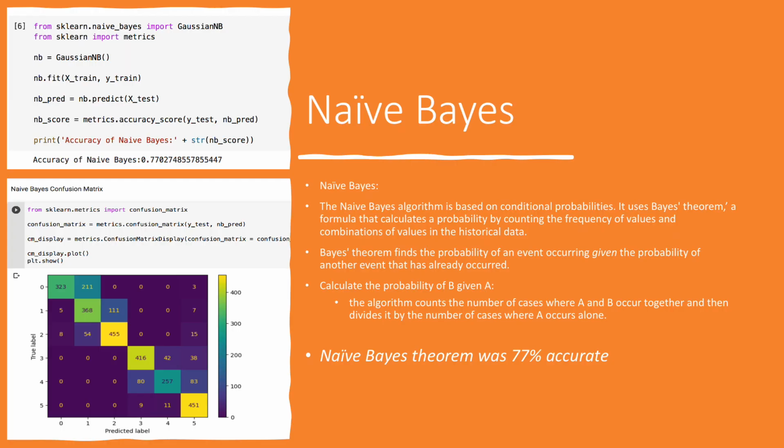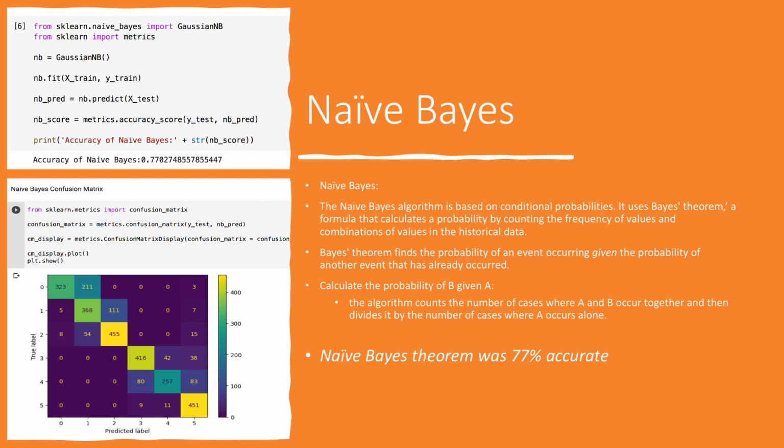First, we're going to look at the naive Bayes theorem classifier. So this algorithm is based on conditional probabilities, and it uses Bayes' theorem, a formula that calculates a probability by counting the frequency of values and combinations of values in historical data. It finds the probability of an event occurring given the probability another event has already occurred, and calculates the probability of B given A. So it counts the number of cases where A and B occur together and then divides it by the number of cases where A occurs alone. At the end, the naive Bayes theorem was 77% accurate.